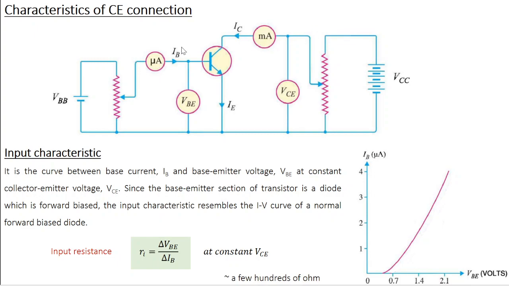And if you look at the magnitudes involved here, you can see the base current is very small. It's of the order of microamperes, and IC is the amplified current. So this is of the order of milliamperes.